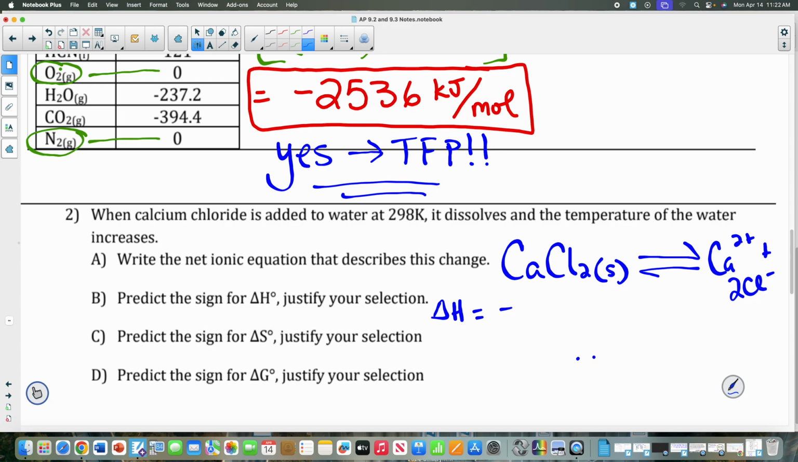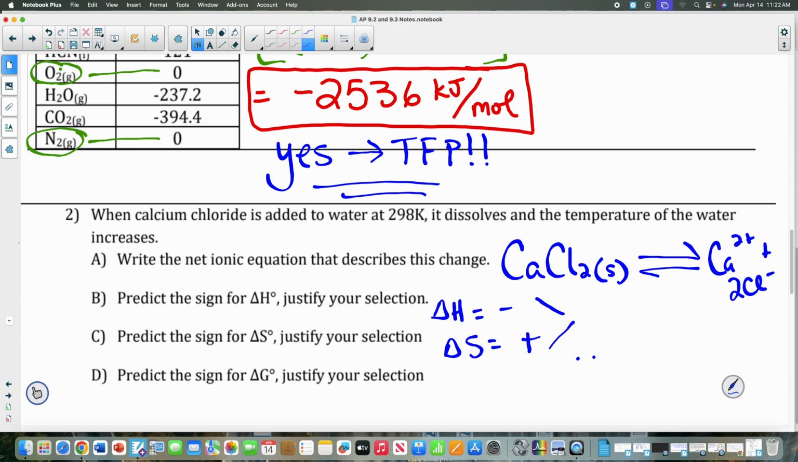What's happening with our entropy? It's becoming, it's dissoluting. I don't know if dissoluting is a word, but we're going to use it because I like it. Dissolving, I think is the word. Because we have our compound, right? It's breaking into its ions. So you're going from one part to more parts. Anytime you think about that, you can think about an increase in entropy. So our delta S is positive.